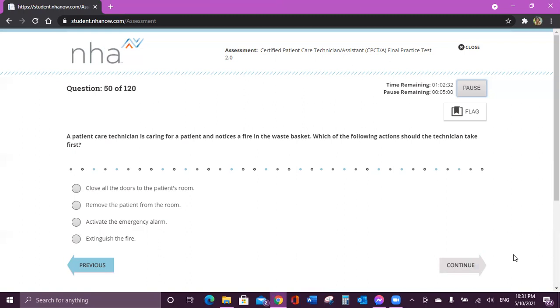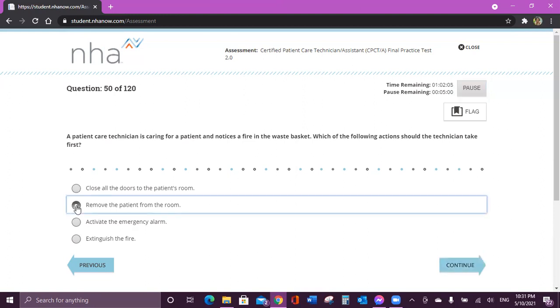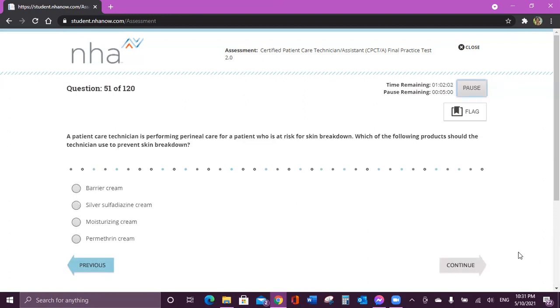A patient care technician is caring for a patient and notices a fire in the wastebasket. Which of the following actions should the technician take first? Remove patient from the room. And then remove the patient from the room, close all the doors, and activate the alarm. I put remove the patient from the room. Porque, ¿qué tú harías primero? Yes, you know, you extinguish, remove the patient from the room. Yeah.